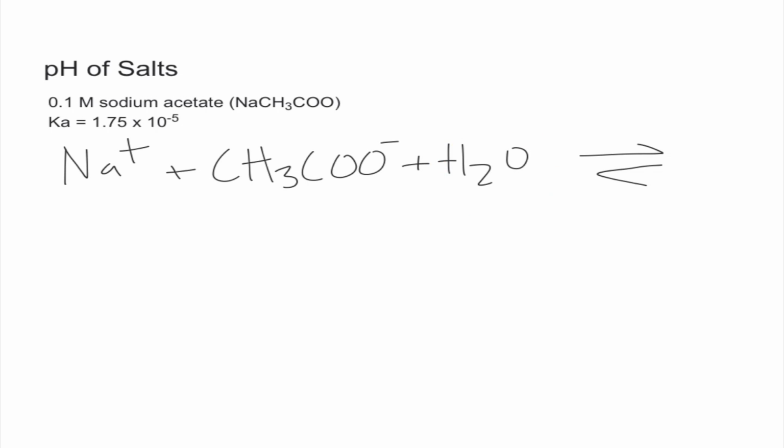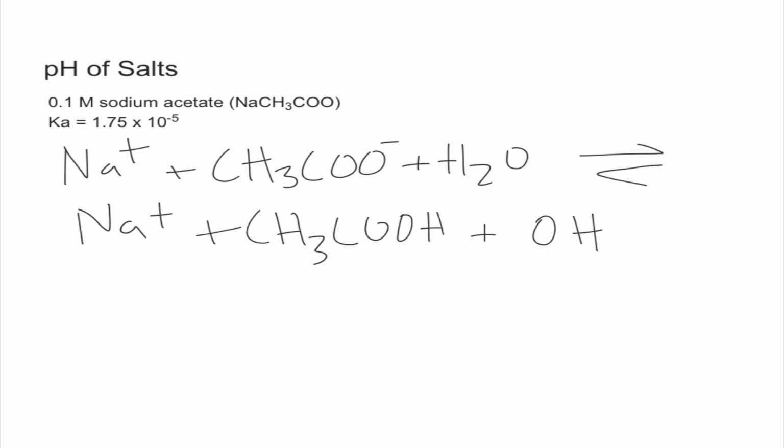The water right here is going to give a hydrogen to the acetate, and we'll end up with Na plus, CH3COOH, and the hydroxide ion. From this we can determine which of these is our spectator ion, and as a definition, a spectator ion is one that will show up on the reactants and the products side of the equation. The one in this case would be the sodium, and we'll just eliminate it because it serves no purpose for this problem.